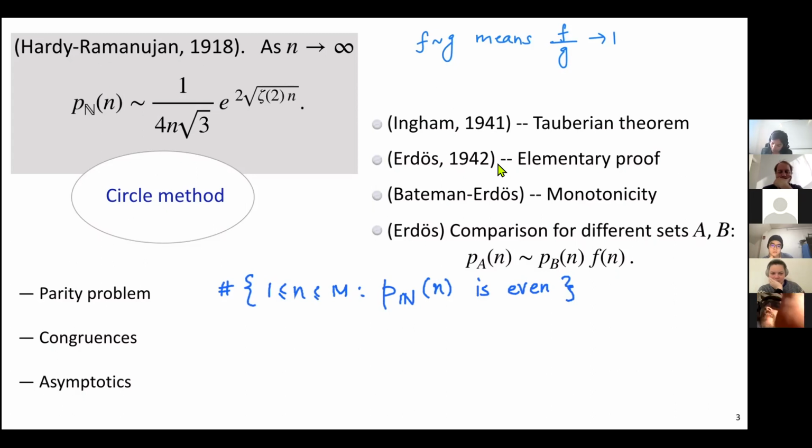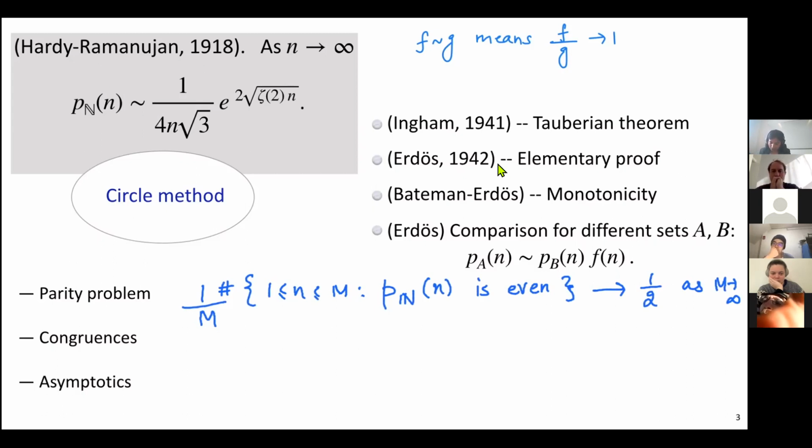Well, if you are talking about just this P sub n, where your set A is equal to the set of natural numbers, it is expected that if you divide this by m, in the limit it should be equal to 1/2 as m goes to infinity. And the same is true for odd. So this is the parity conjecture.